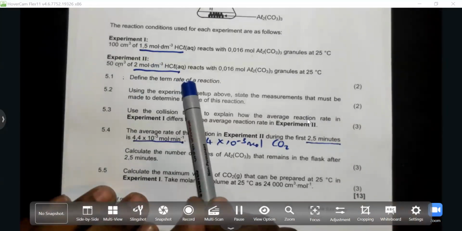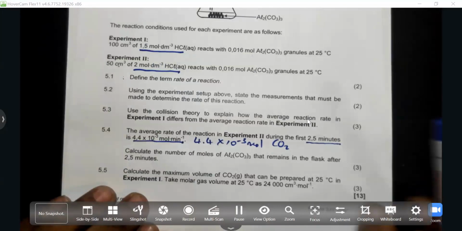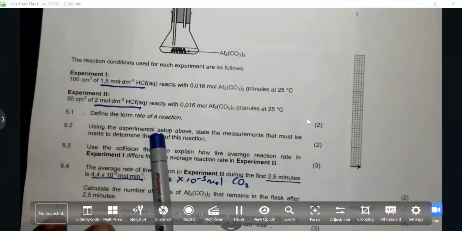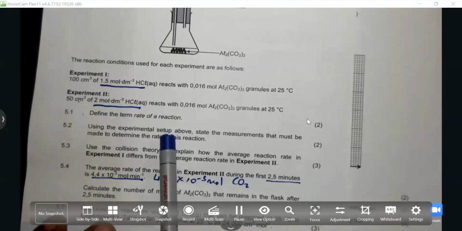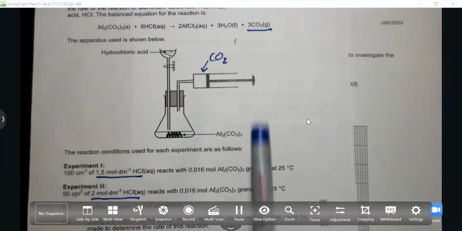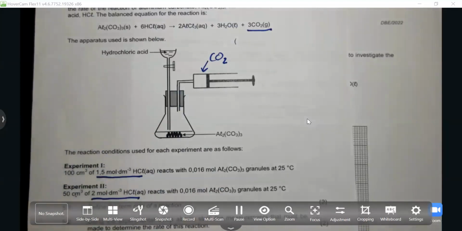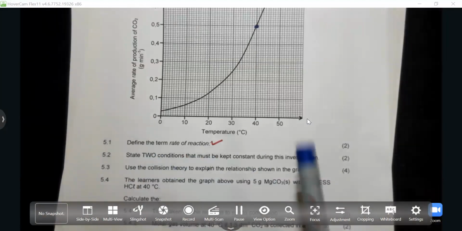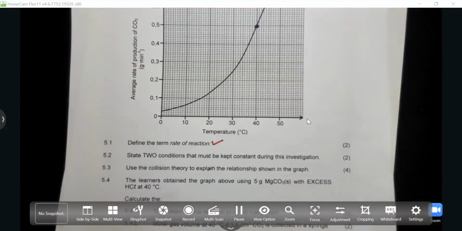In June 2021, they asked us to determine the rate of the reaction. In June 2022, rate of reaction. In 2021, they asked us to mention something about the measurements in this experiment, which relates to the rate. In 2022, they asked us about some kind of conditions about the experiment, which relates to the rate.